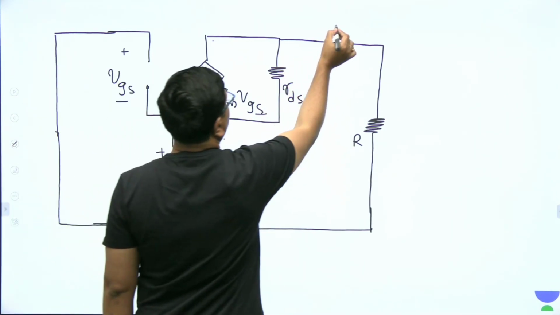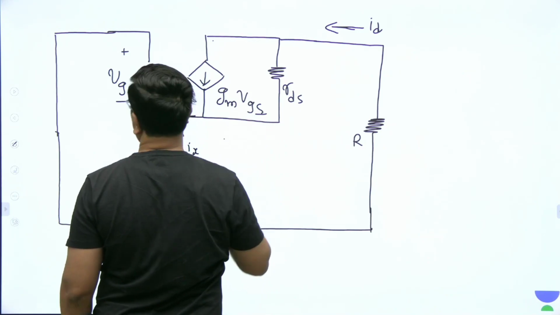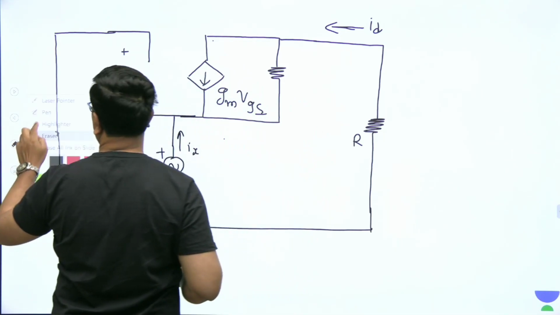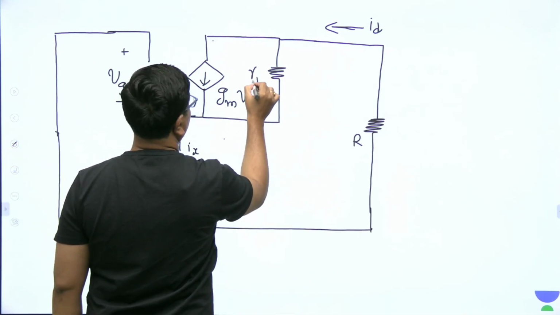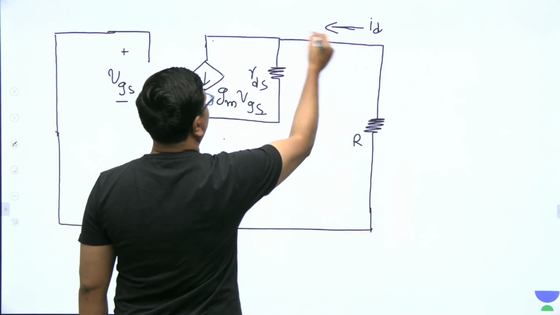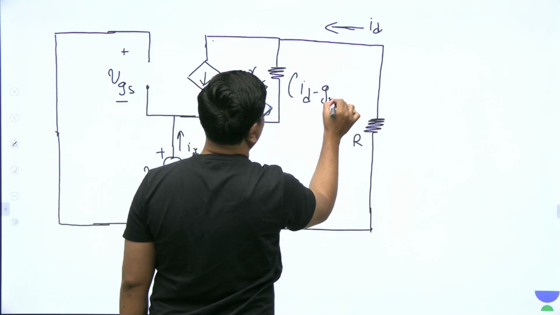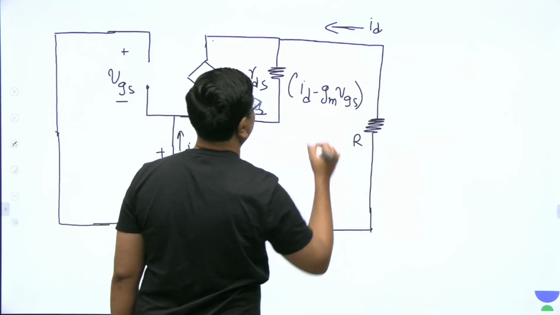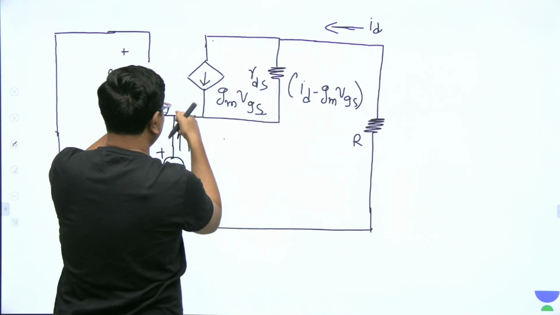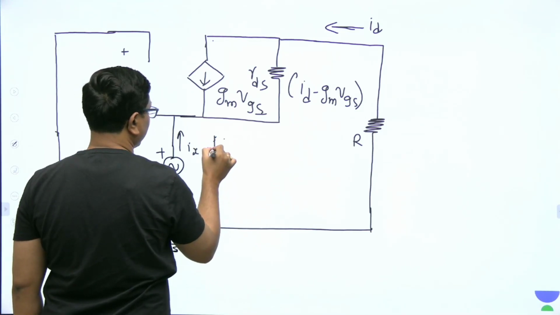Now the current entering the drain is ID, and here let me write this resistor rds. So this current is gm into VGS. What about this current? ID minus gm into VGS. So I can write this current as ID minus gm into VGS. And again these two currents join together, and the downward current is ID. So I can take the downward current as ID.